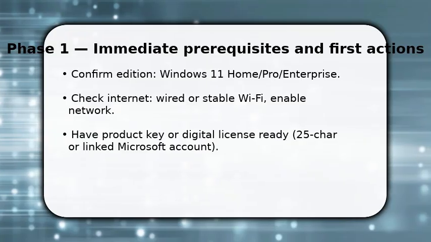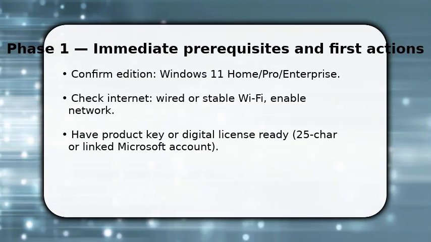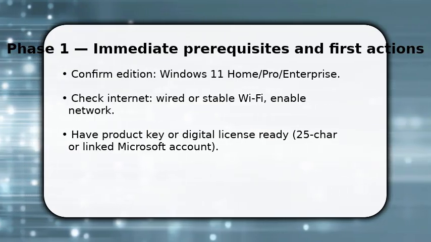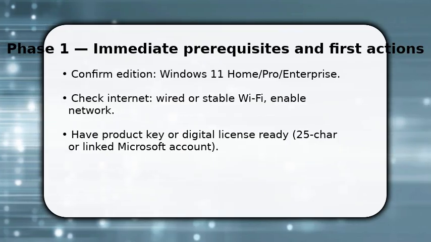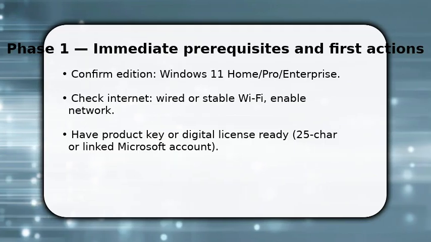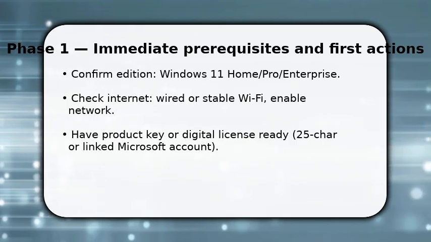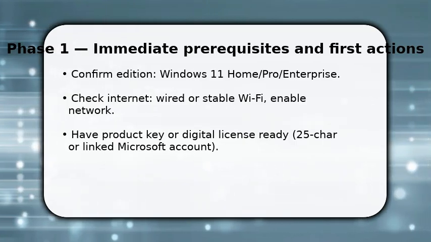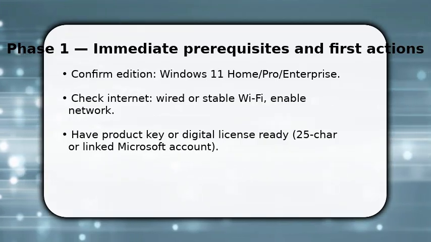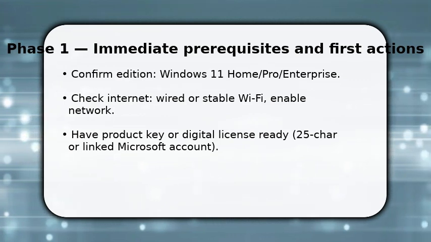You'll begin by confirming the exact Windows 11 edition and connectivity, because the wrong key or offline state stops activation. Sign in with the Microsoft account tied to your digital license, then open Settings > System > Activation. Once there, choose Change Product Key if you have a 25-character key, or select Troubleshoot if a digital license should be detected. Make sure updates aren't pending. They can block activation, so install any critical updates before continuing.